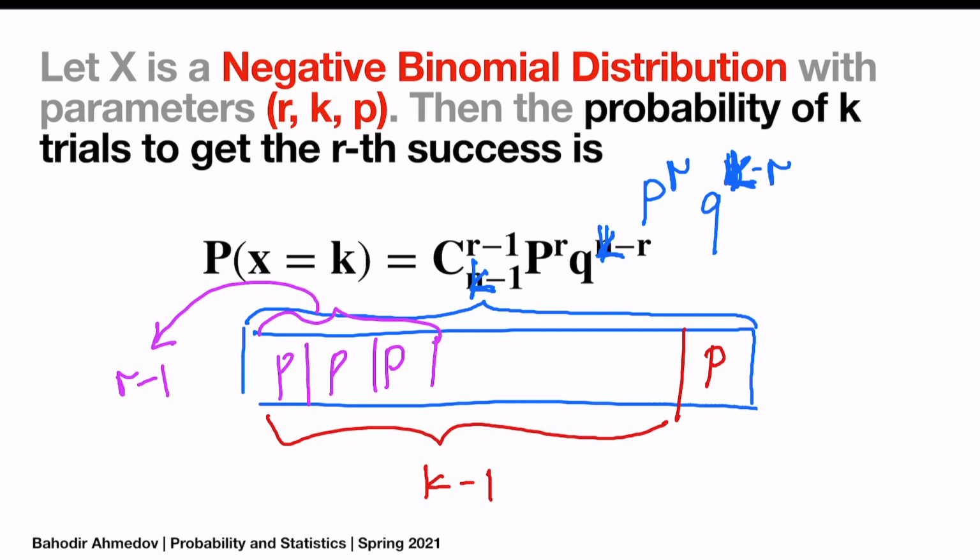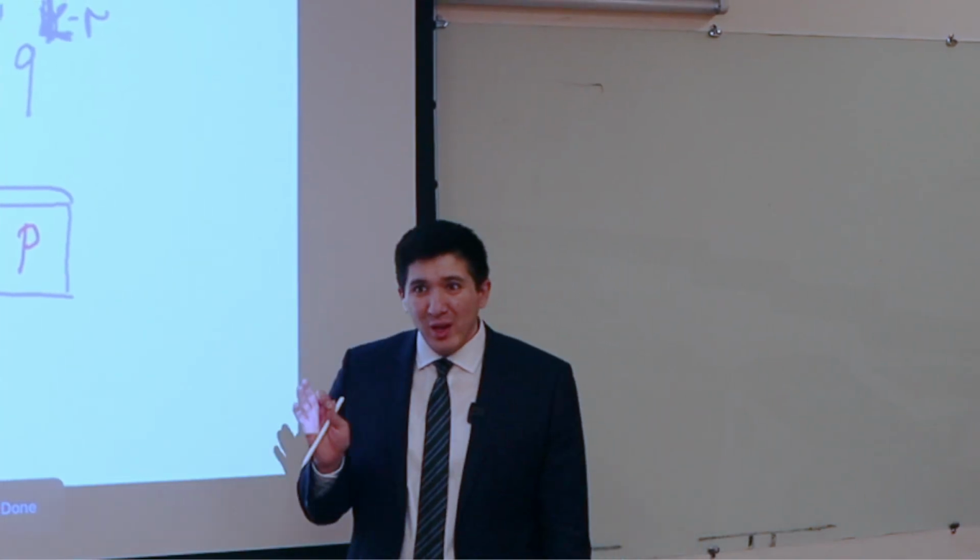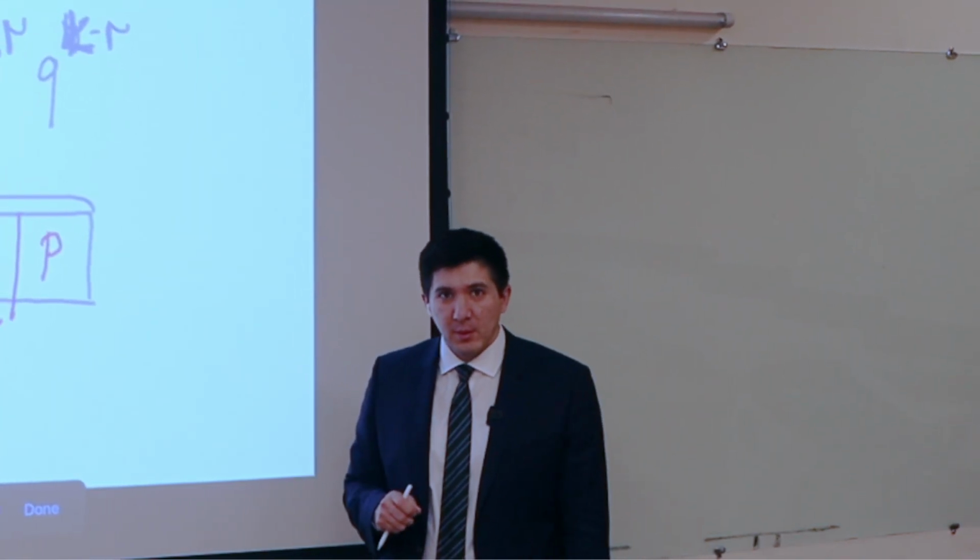So if you remember, the number of rearrangements of the k minus 1 terms is going to be the combination of k minus 1, r minus 1, okay? This is the number of scenarios which you're going to get with r P's and k minus r Q's when the last one is P, okay?